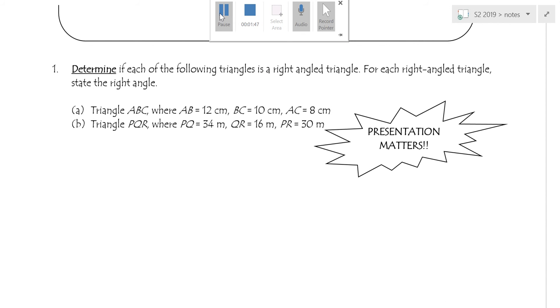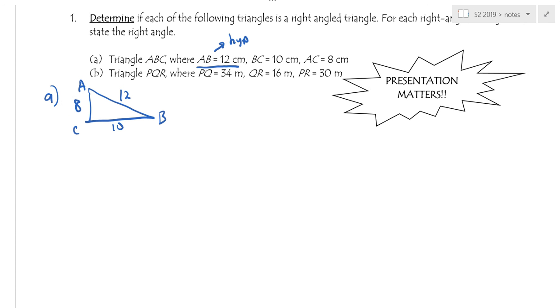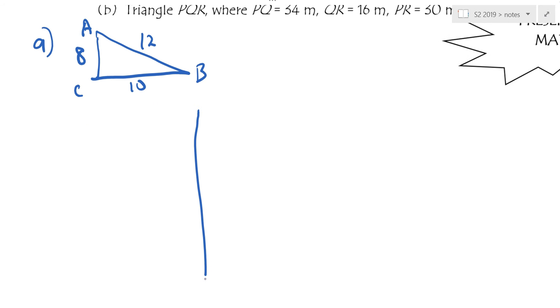I need a diagram. Can you look at A now and suggest to me which length seems to be the hypotenuse? B, AB. So this one seems to be the hypotenuse. So I want you to draw a diagram. This is 12. This is 10. This is 8. Not drawn to scale. Is this okay? And under this, I want you to write down two columns.